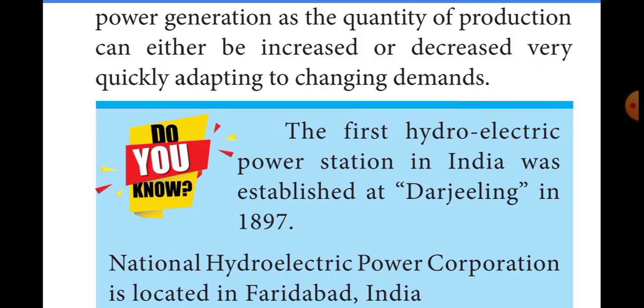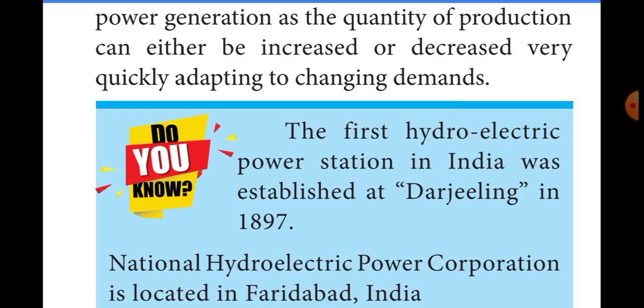Then, the first hydroelectric power station in India was established at Darjeeling in 1897. Important one word question: the first hydroelectric power station was established at Darjeeling. In which year, students? 1897. In the year 1897, at Darjeeling, the first hydroelectric power station was established. Then the National Hydroelectric Power Corporation is located in Faridabad in India.